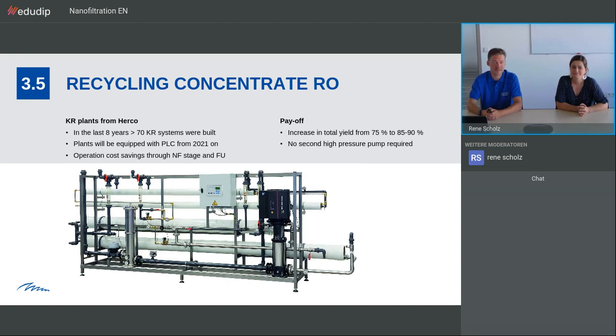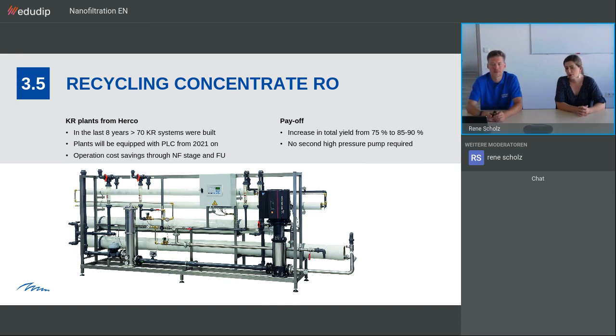All right, let's continue. We are building many of the KR units. In the last 8 years, we built over 70 KR systems. It's a huge number, but we would like to increase that, of course. Starting from next year, the units will be equipped with a PLC from Siemens. Exactly, it will be S7 1200. With a new LCD display, and there will be different sizes also.